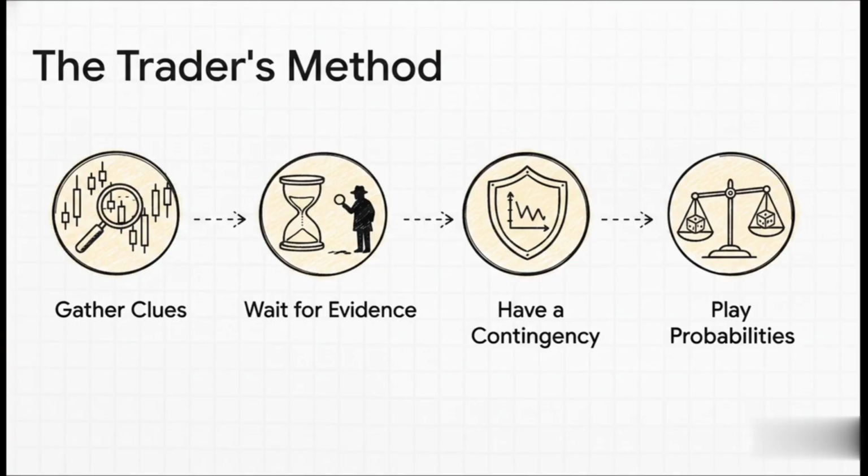Step 2, you wait for evidence. You have the patience to seek confirmation before you act. Step 3, and this is non-negotiable. You always have a contingency plan using risk management. And finally, step 4, you understand you're playing a game of probabilities. The goal is not to be right 100% of the time. Nobody is. The goal is to have a system that puts the odds in your favor over the long run.